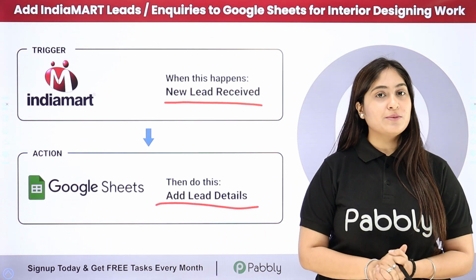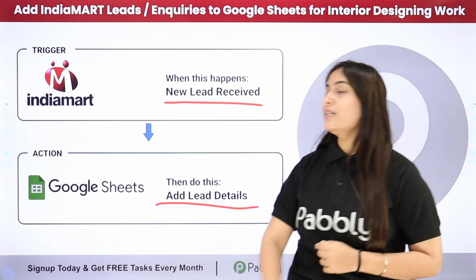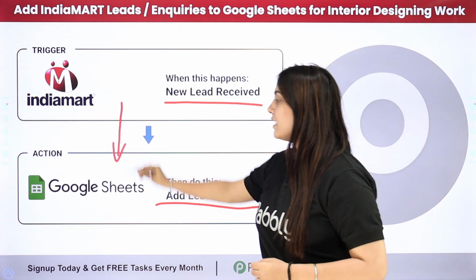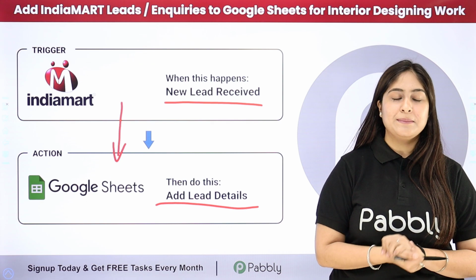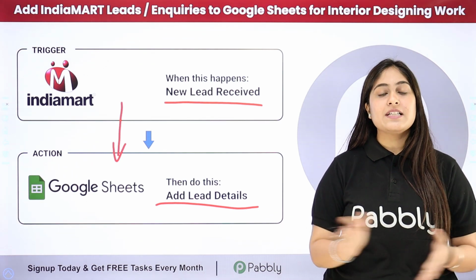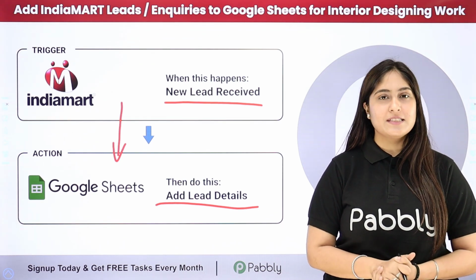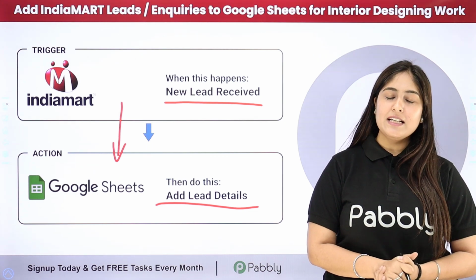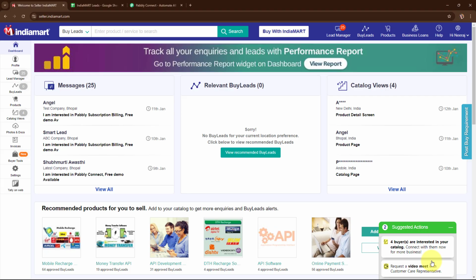To automate the entire process, I need to connect my IndiaMART account with my Google Sheets using an automation software named Pabbly Connect. So to see the working of this automation and to learn this process step by step, let me take you to my screen. Welcome to my screen.